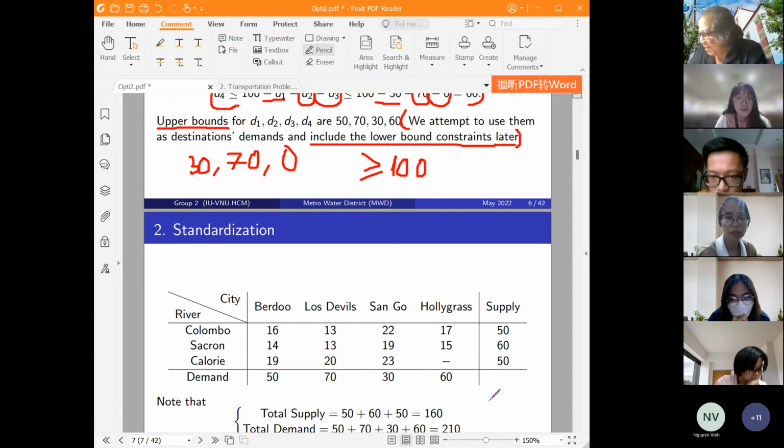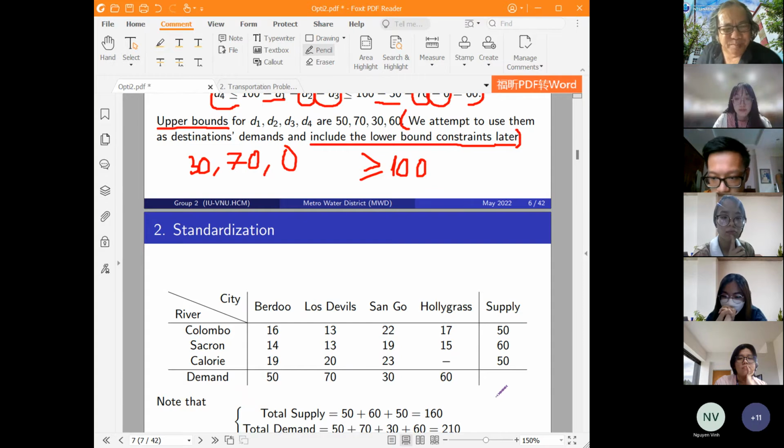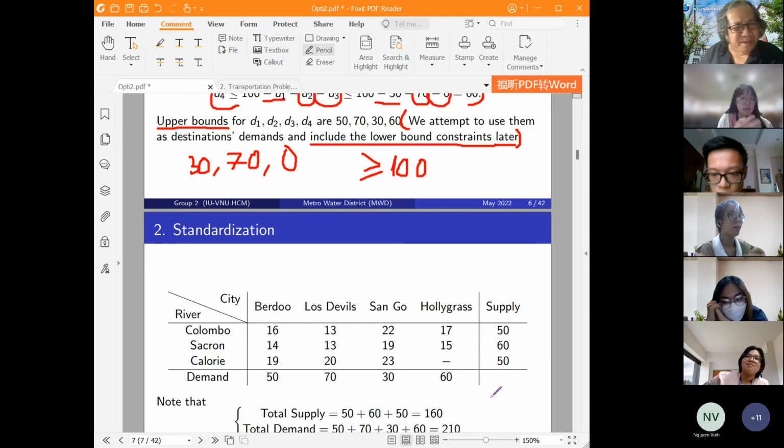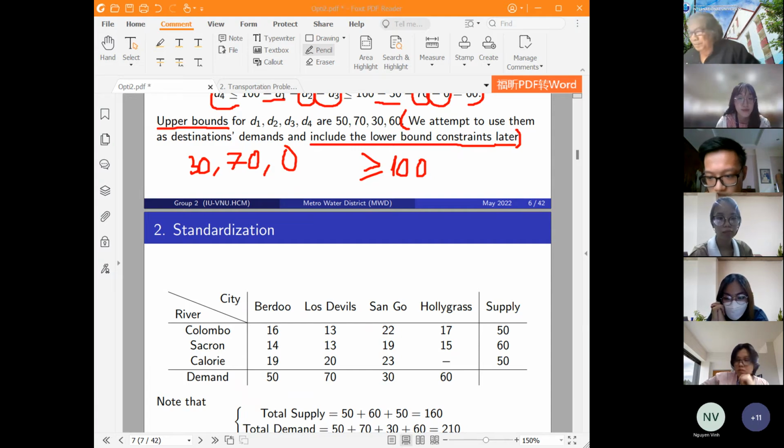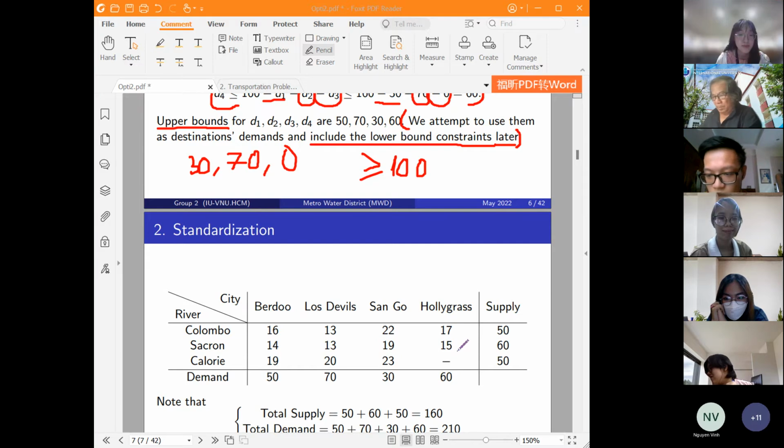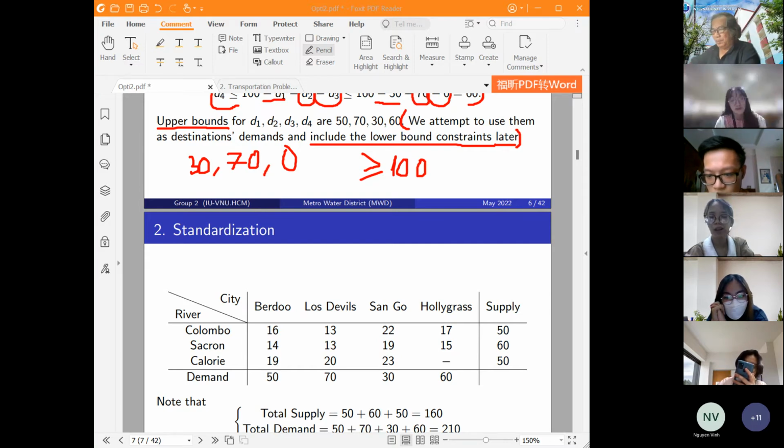But if you include this one, okay, now time is almost over. So let's stop here, and next week we continue. But let me explain to you for some minutes. Let me show you, just a moment. Let me take a photo of this.